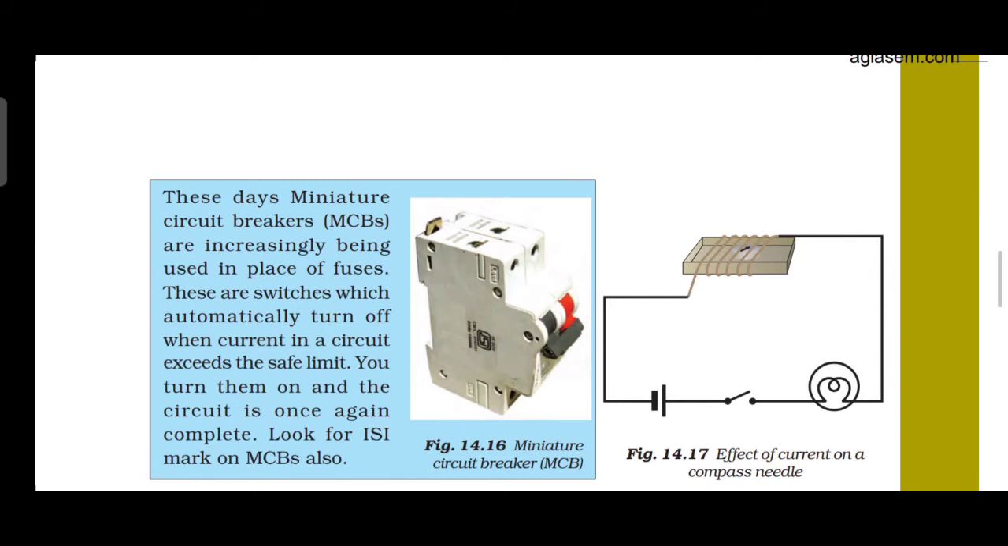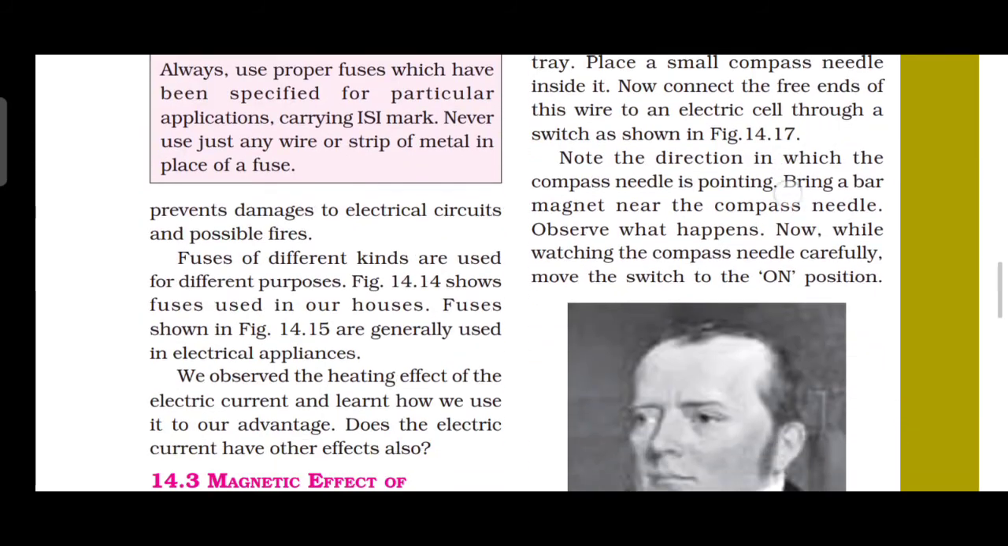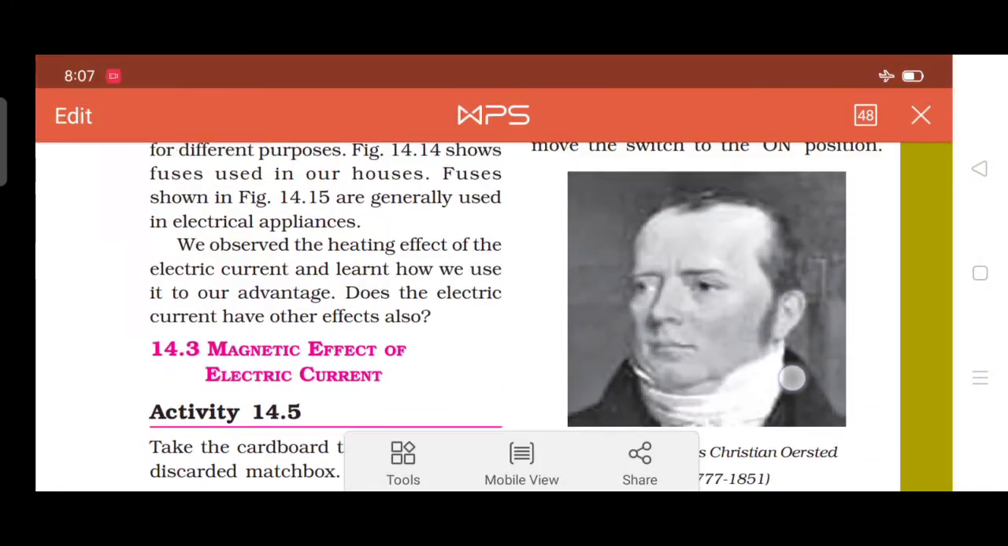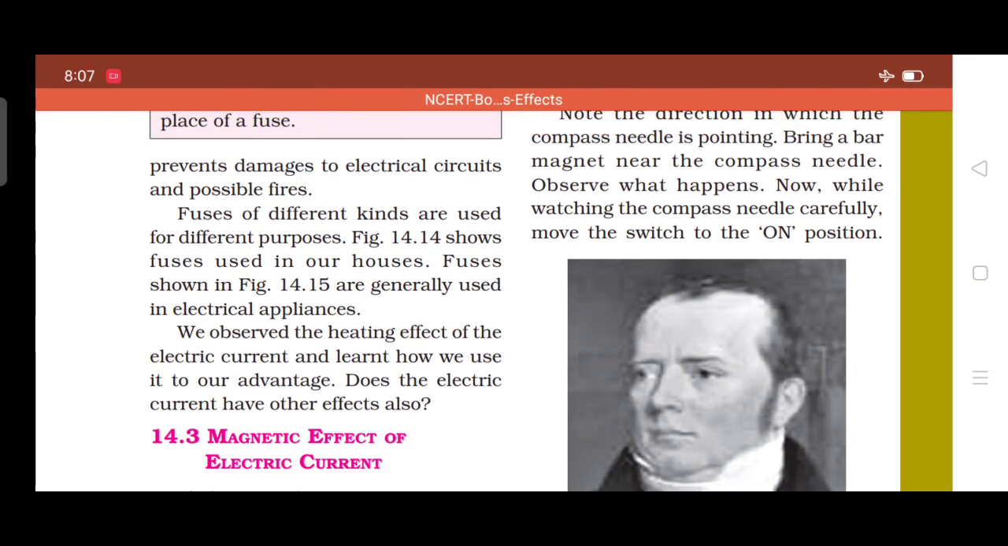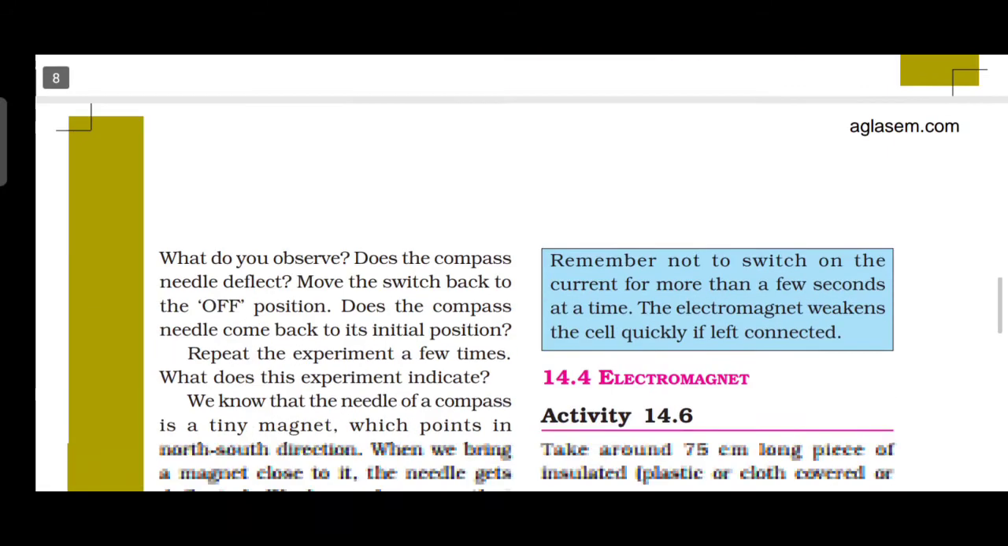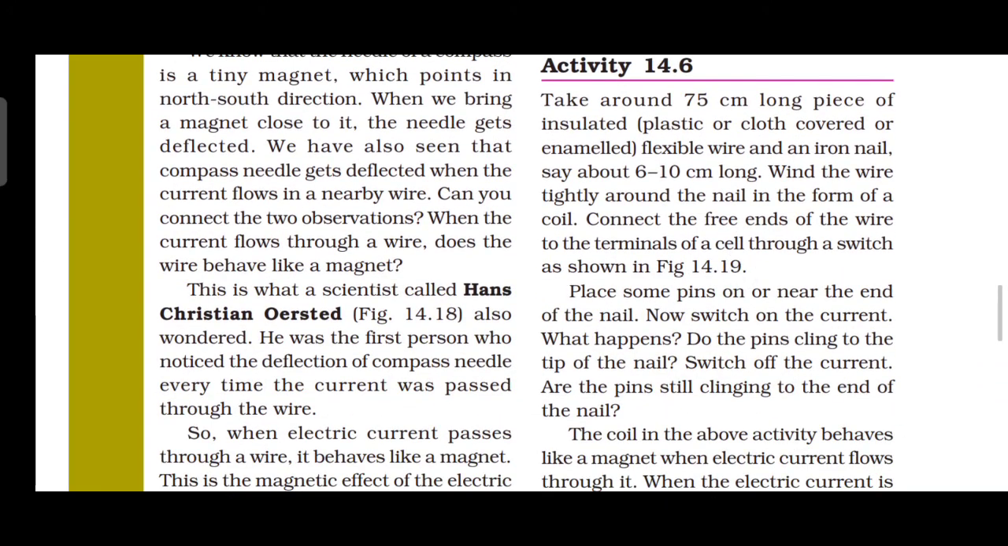Thus we are observing, okay. When electric current passes through a wire, what happens? It behaves like a magnet, okay. When the current flows through a wire, what happened? The wire became like a magnet, behaves like a magnet. So this is a magnetic effect of what? Electric current. Okay, it is a magnetic effect of electric current.